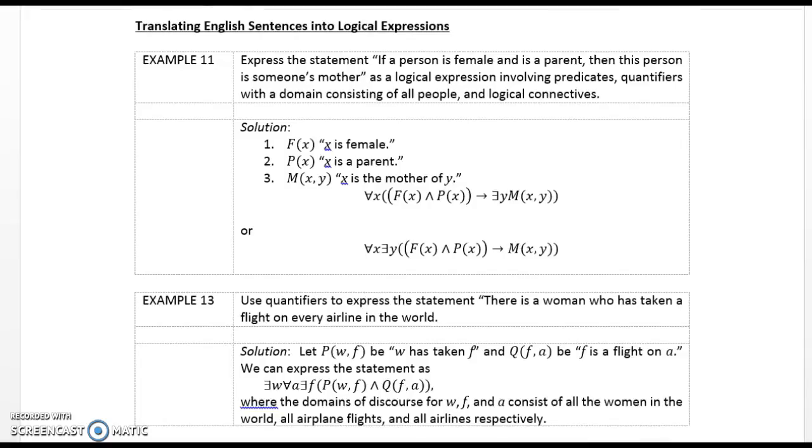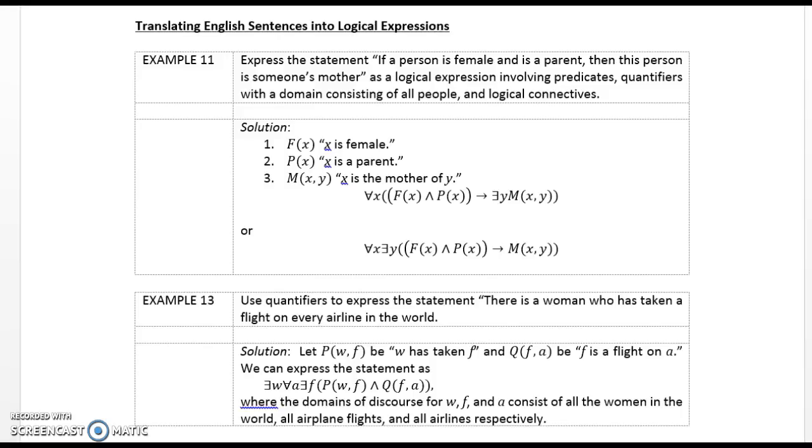Translating English sentences into logical expressions. Express the statement, if a person is female and is a parent, then this person is someone's mother, as a logical expression involving predicates, quantifiers with a domain consisting of all people and logical connectives. Solution. Step 1, F of x: x is female. 2, P of x: x is a parent. 3, M of x, y: x is the mother of y.